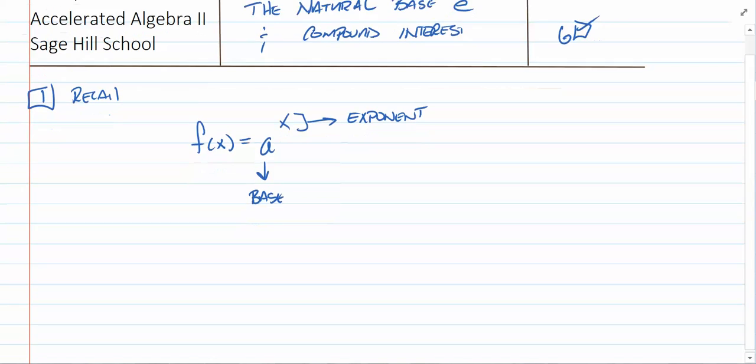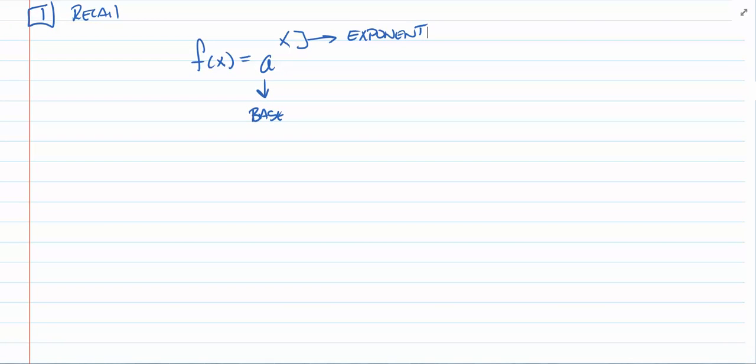So now, if we're talking about the natural base, we're going to let our base be this e thing. So we're going to have f of x is equal to e to the x, where e is this natural number that's about 2.71828, and so on and so forth. It's an irrational number, okay? It's just like pi, right? So when you think of pi, you think of 3.14. When you think of e, you're going to think of 2.71.